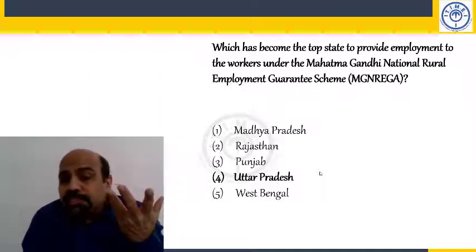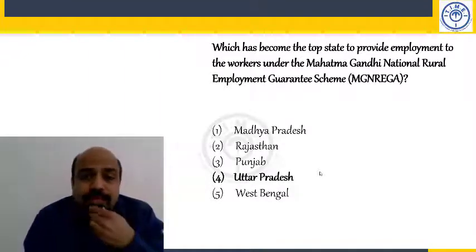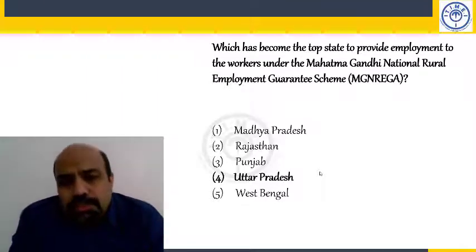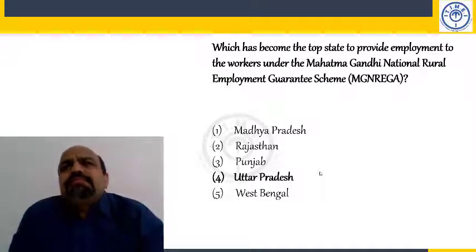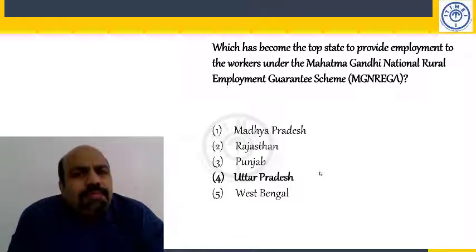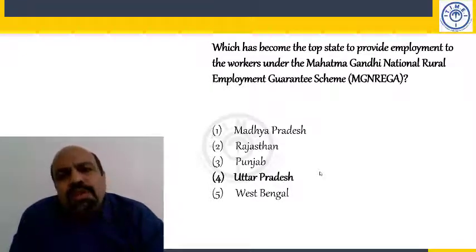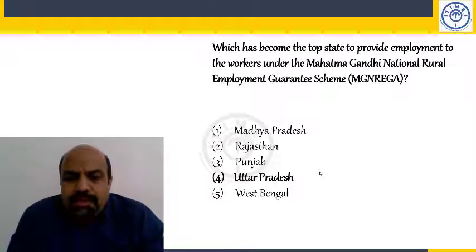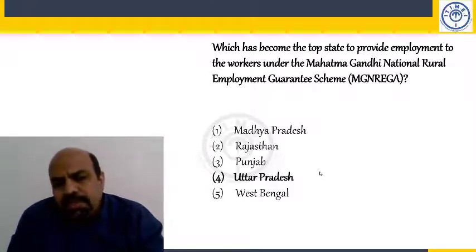It's a huge scheme. 60,000 crore is the annual budget. In case the government is not able to provide employment, then wages equal to the number of days are paid. So Uttar Pradesh is the top one, and Yogi Adityanath is the chief minister here.